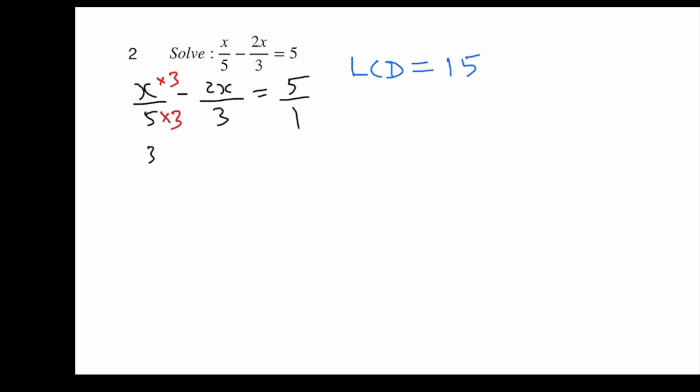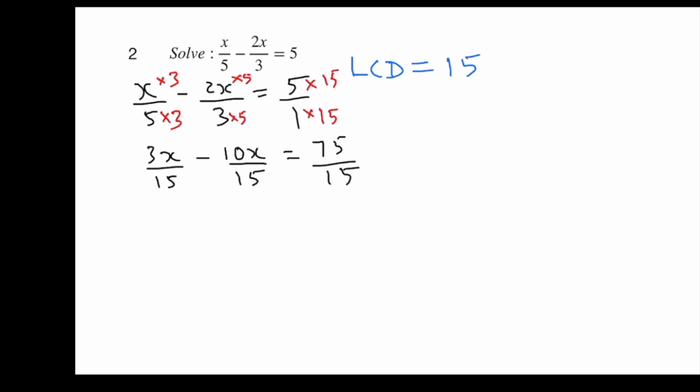And that gives us 3x over 15. For the second part, we will multiply 3 by 5 to make it 15, which means that will be multiplied by 5 as well. And so we get minus 10x divided by 15. And the last fraction there, we need to multiply this by 15, both the numerator and the denominator by 15. And that will give us 75 divided by 15.